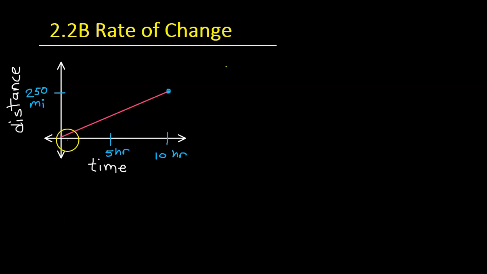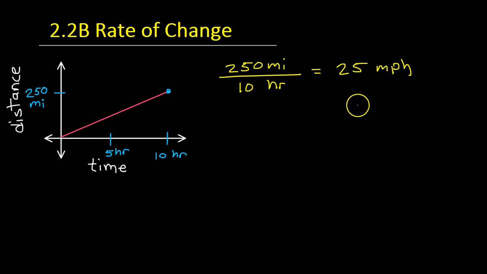Let's take a look at this graph. Imagine that this represents a car that has traveled a certain distance in a certain amount of time. So at this position right here, the car has traveled 250 miles in 10 hours. Now, if we reduce this, that comes out to be 25 miles per hour. So in this case, we've got the rate of change, 25 miles per hour. That's going to be the speed of the car.